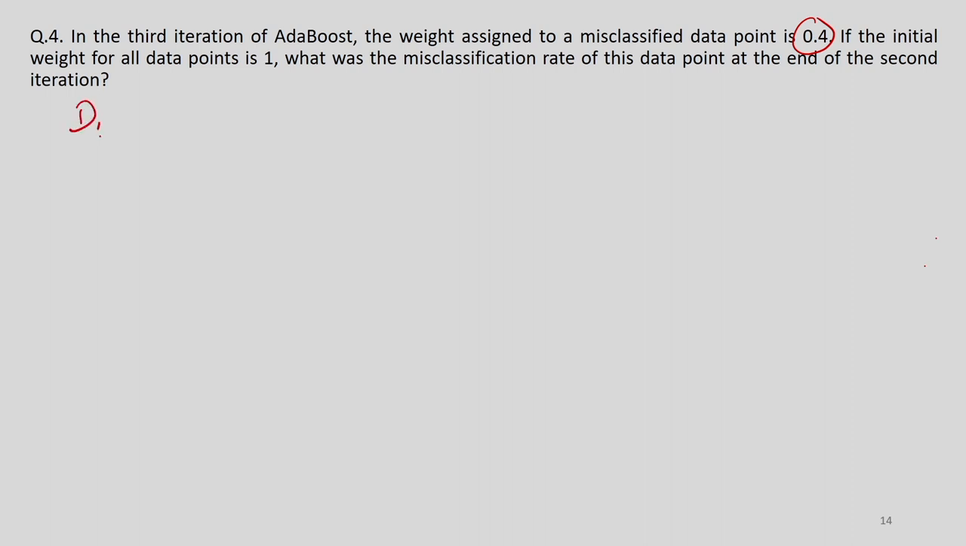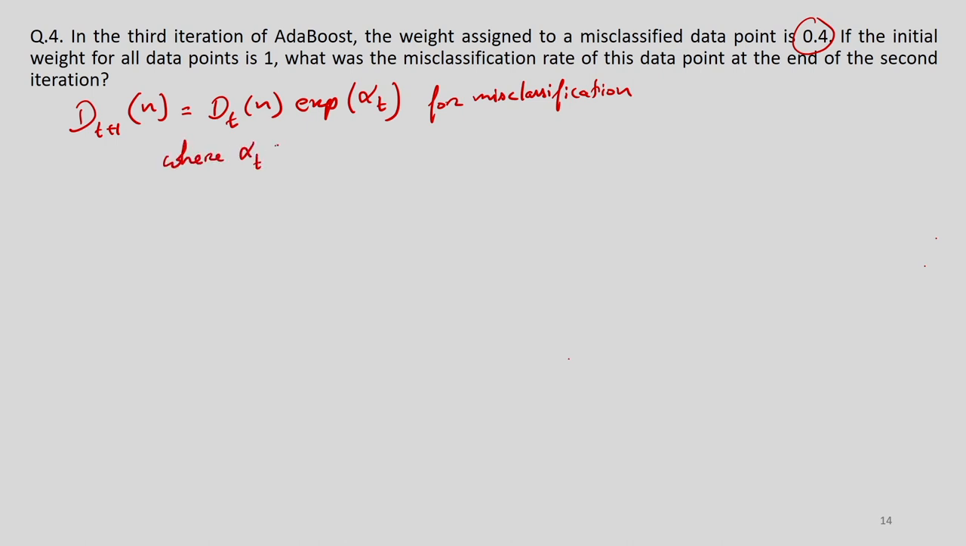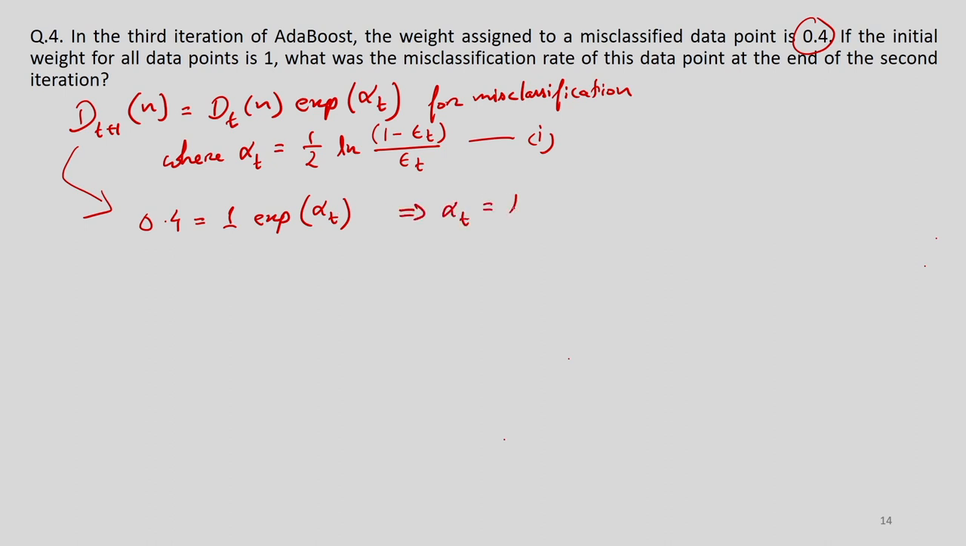So we know that D_{t+1}(n) is equal to D_t(n) times exponential of alpha_t for misclassification. This is already taught to you, right? Where alpha_t is equal to half ln of (1 minus epsilon_t) divided by epsilon_t. Alright, let's consider this as equation 1. Now according to the equation, we have 0.4 is equal to 1 times exponential alpha_t.